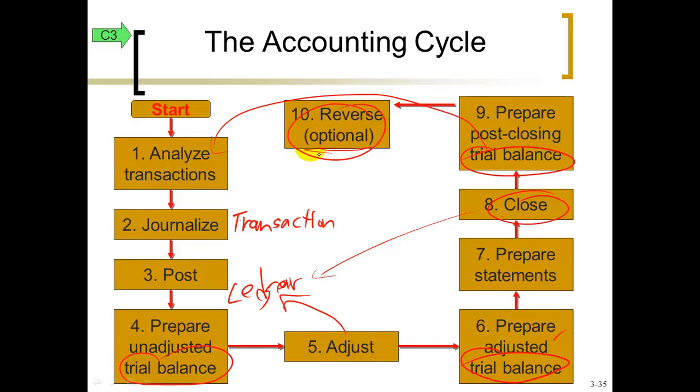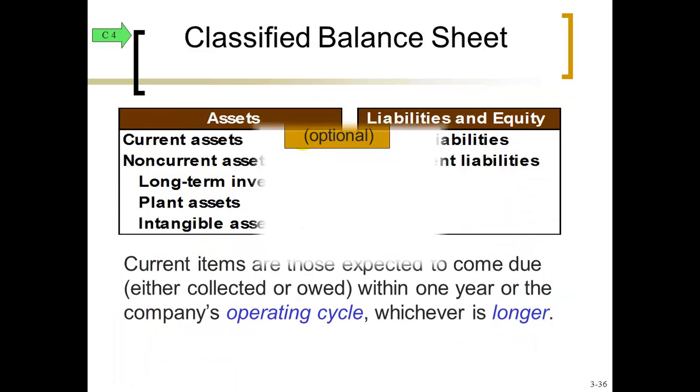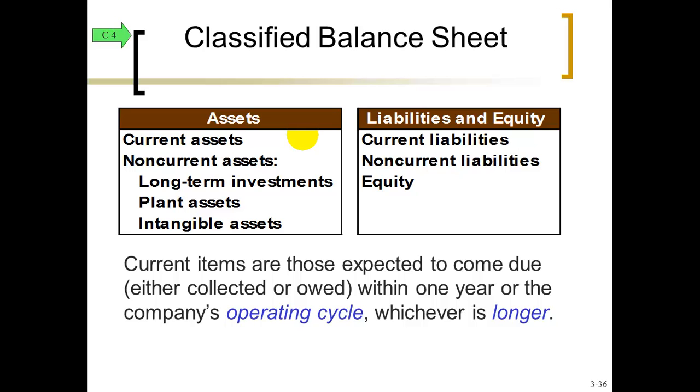Appendix at the end of chapter 3. One more thing about this chapter 3 is to look at your balance sheet and classify, to group it into certain categories. So the assets have a couple different categories.